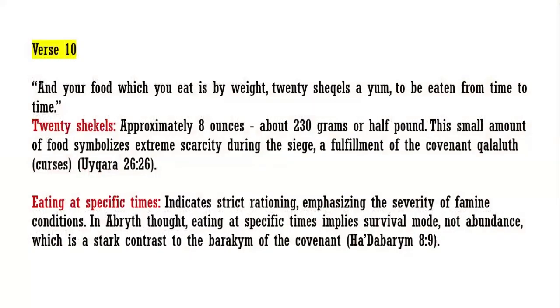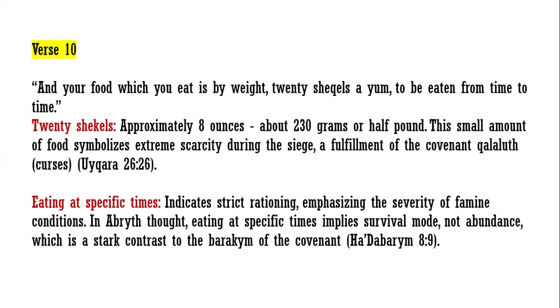Now, verse 10. And your food which you eat is by weight, 20 shekels a yom, to be eaten from time to time. Now, 20 shekels, approximately 8 ounces, about 230 grams, or half a pound. This small amount of food symbolizes extreme scarcity during the siege, a fulfillment of the covenant kalalhut, or curses. Ulkara 26, verse 26, we read that a while ago.